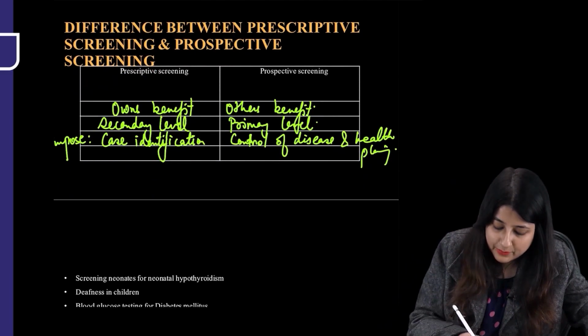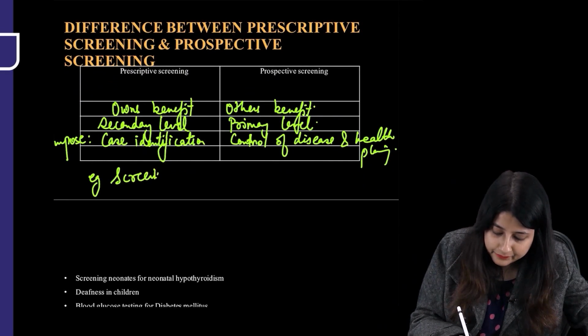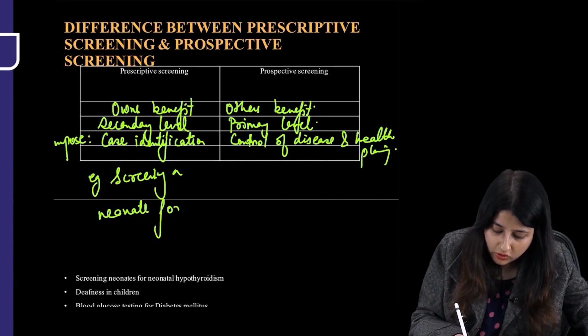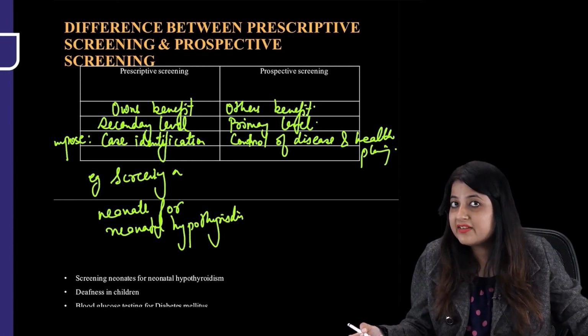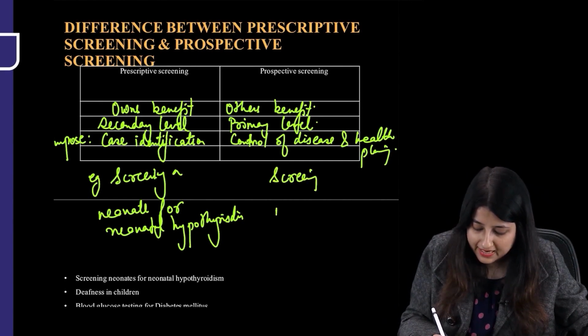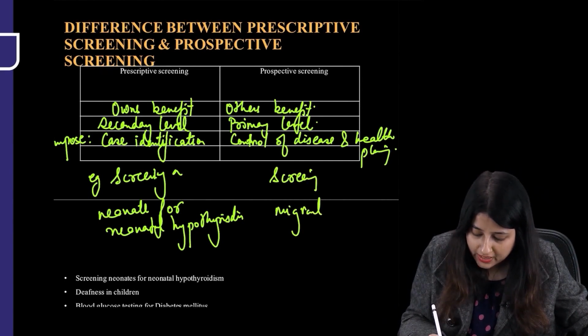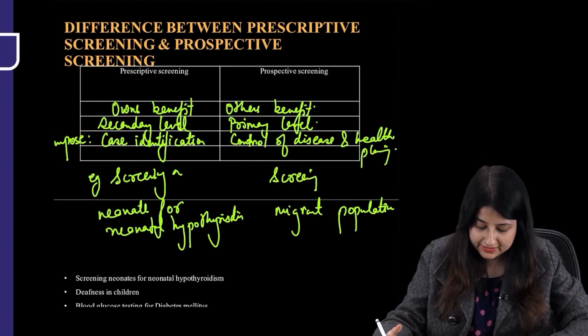Okay, an example of prescriptive screening is screening a neonate for neonatal hypothyroidism. So this becomes a prescriptive screening. But prospective is like screening immigrants or screening a migrant population. Now you have to screen the migrant population for certain diseases, not for their own benefit, but for the country's benefit.